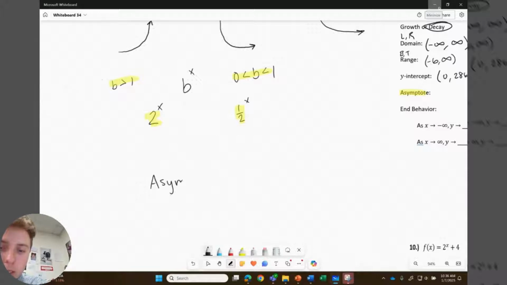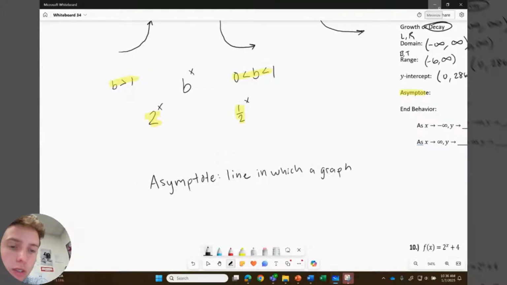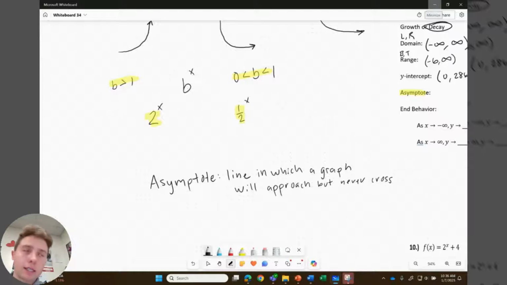An asymptote is a line. It's a line in which your graph approaches but never crosses. A line in which a graph or a function will approach but never cross. That's the basic definition. There are some exceptions to crossing it. But as you go towards infinity, it will approach this line, is how we think about it.